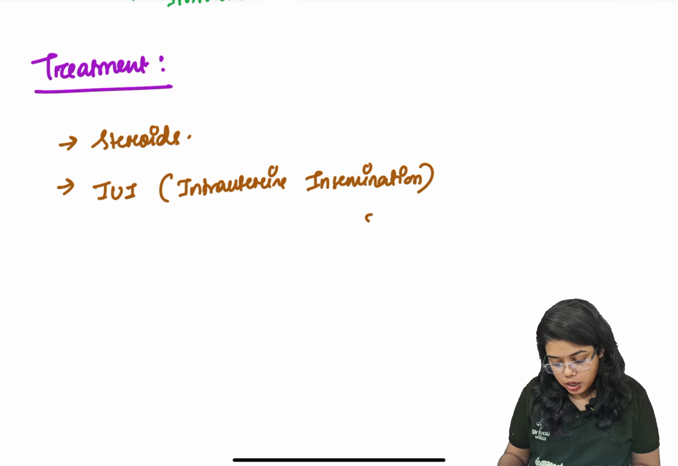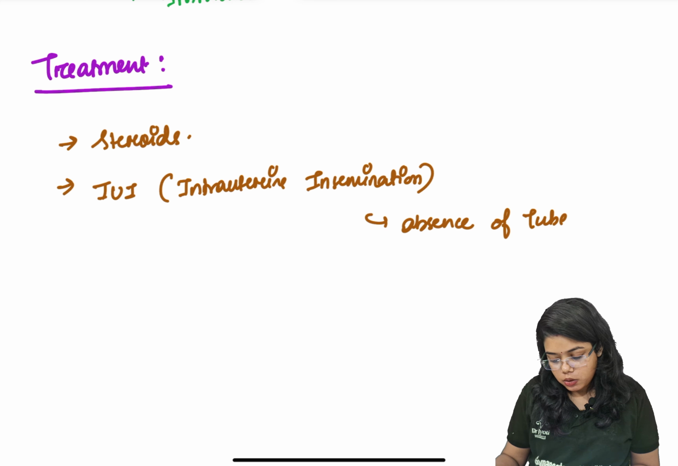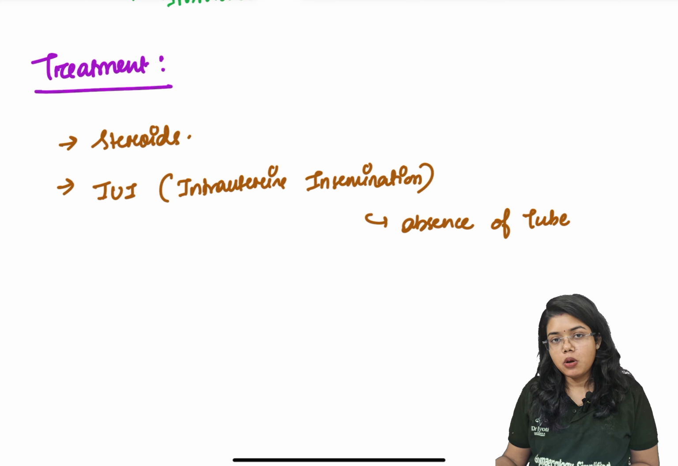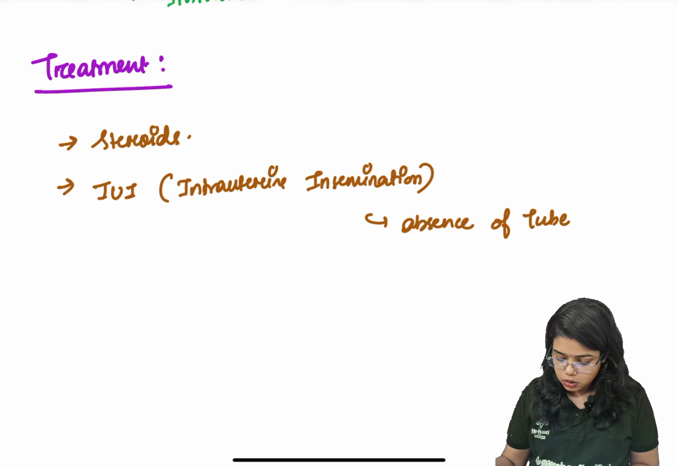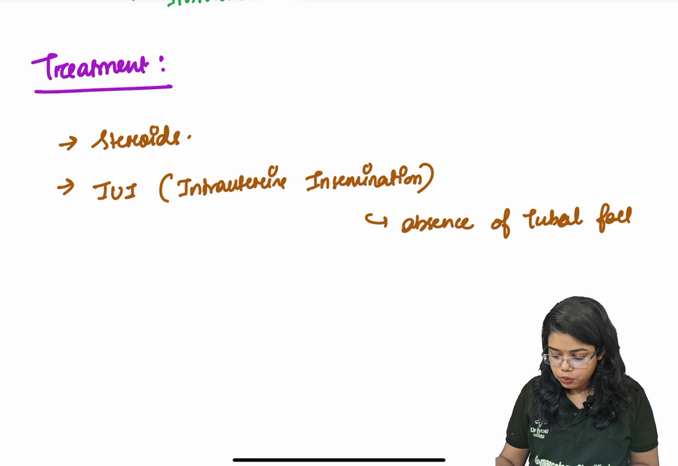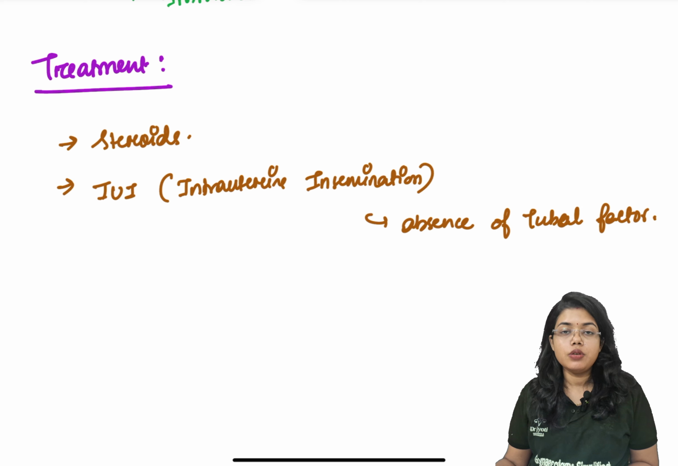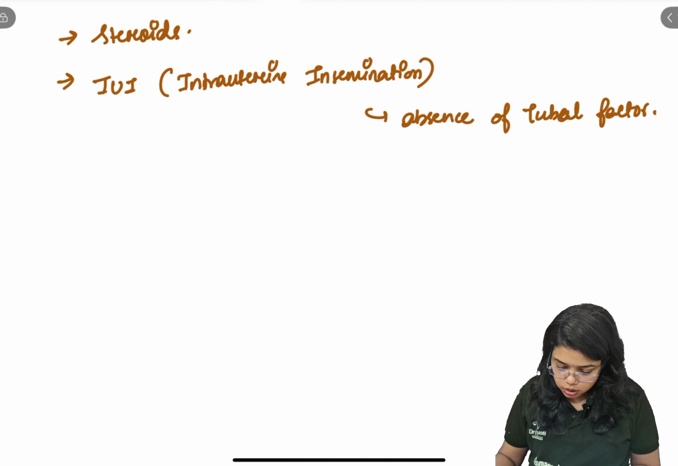But there should be absence of tubal factors. Tube should be normal, because if the tube is blocked and we give the intrauterine insemination, only the sperms will be present but the ova cannot come. So in the absence of tubal factors we can do intrauterine insemination for the treatment of anti-sperm antibody.